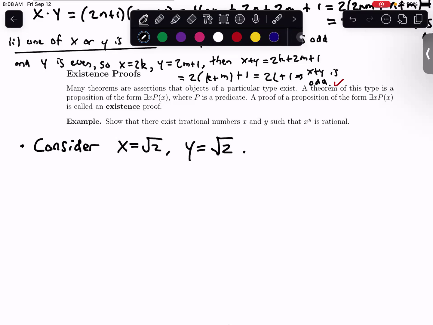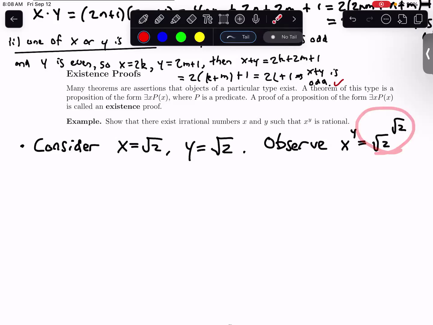So they don't have to be distinct? No, it doesn't say anything about x and y being distinct from one another. And so what we want to take into consideration is x to the y power, which is equal to the square root of 2 to the square root of 2. Just by looking at this, we don't really know whether this is going to be rational or irrational. I know for a fact that this ends up being an irrational number, but say we don't know whether it's rational or irrational.